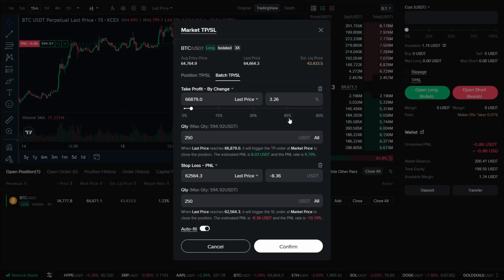For a take profit, setting multiple or batch orders lets you secure some profit at an earlier target while keeping part of the position open for a potentially larger move.